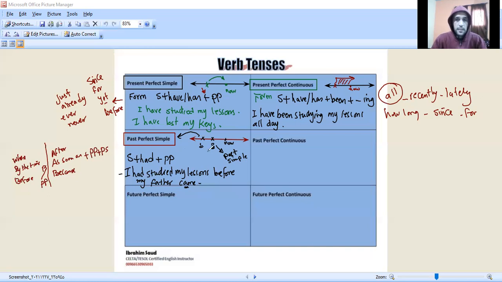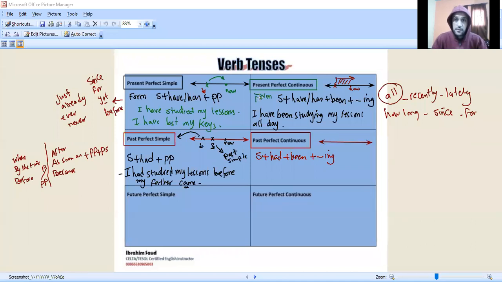Okay. Now let's talk about the past perfect continuous. And again, it's the same idea as the present perfect continuous. Look at this, the form first. We have the subject plus had plus been and the verb plus ing. Look at this timeline to understand the usage of this tense.